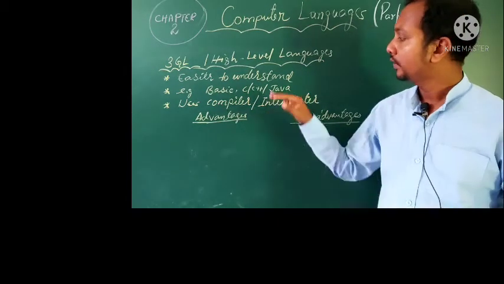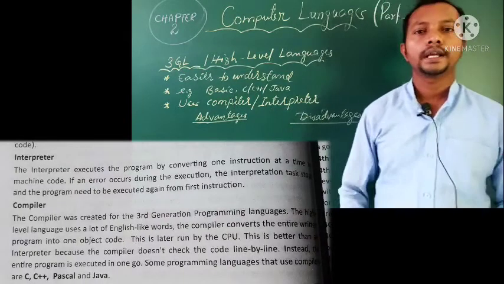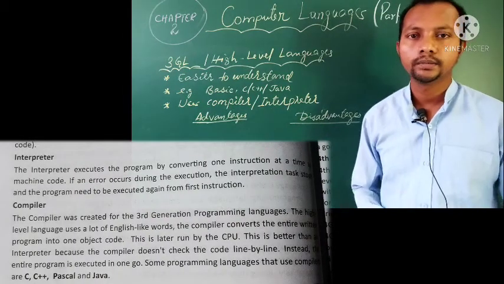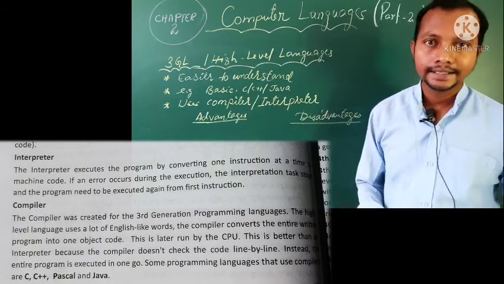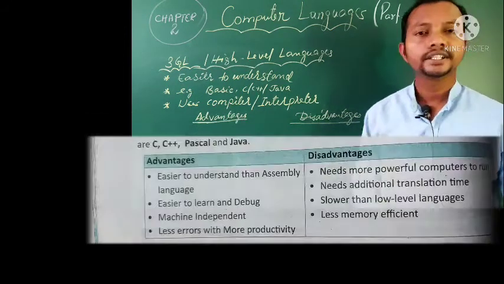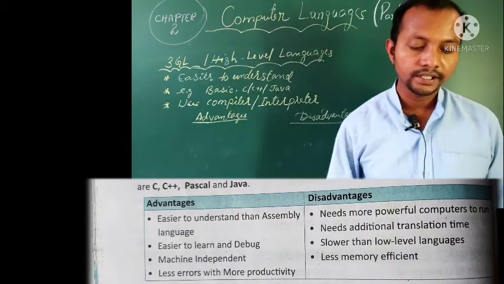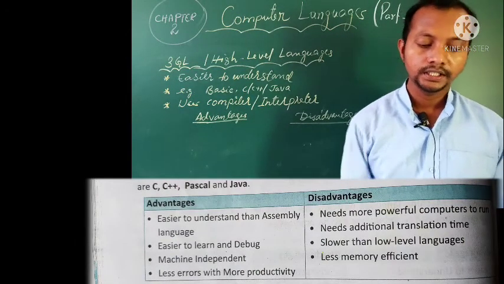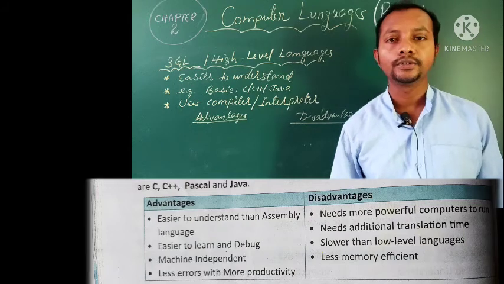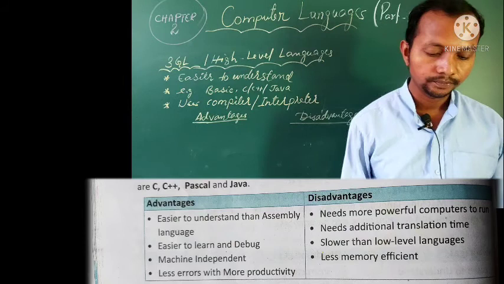Okay, dear friends, now what is the compiler or interpreter? How does it work? A little description is there in your book itself. Kindly read it. Soon after that you will find some advantages and disadvantages. What are the advantages and what are the disadvantages? Let us try to see the advantages first. It is easier to understand than the assembly language. Already we knew assembly language was from the second generation.